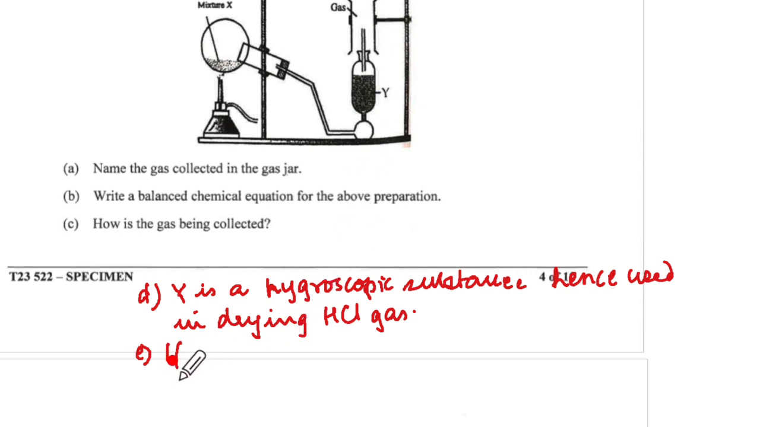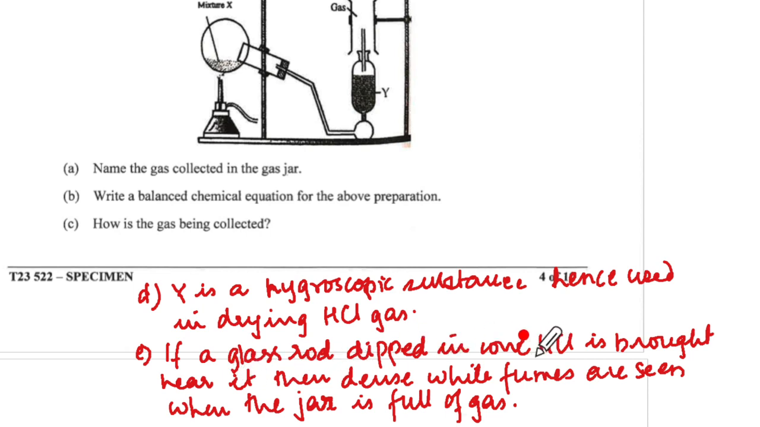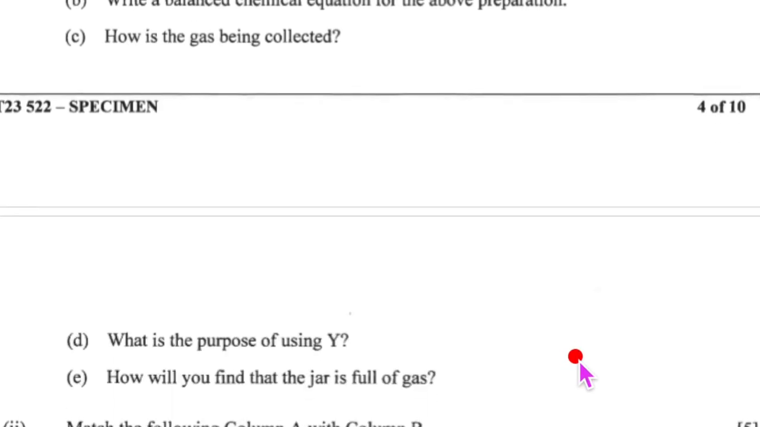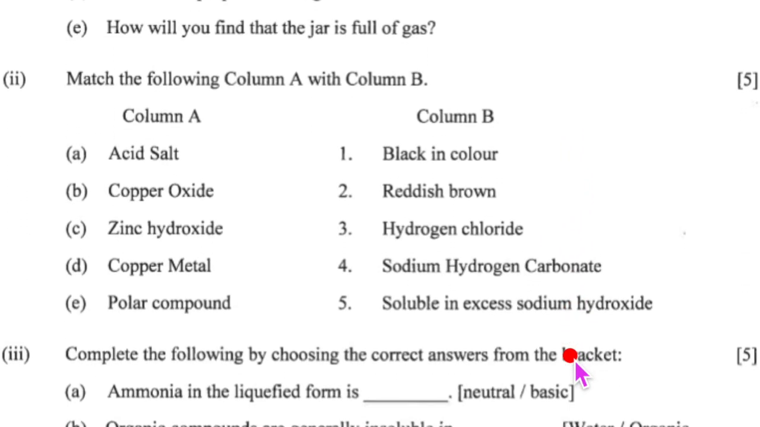So what we will say is if a glass rod dipped in conc. HCl is brought near it, then dense white fumes are seen when the jar is full of gas. So that finishes our question 2 first part, which is of 5 marks.